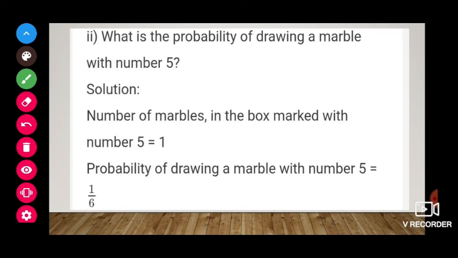Next, what is the probability of drawing a marble with number 5? Same thing, children. How many marbles are there with the number 5? Only 1 marble. And the total possible events are 1 to 6, so 6. In that, the marble with number 5 is only 1. So the probability is 1 by 6.